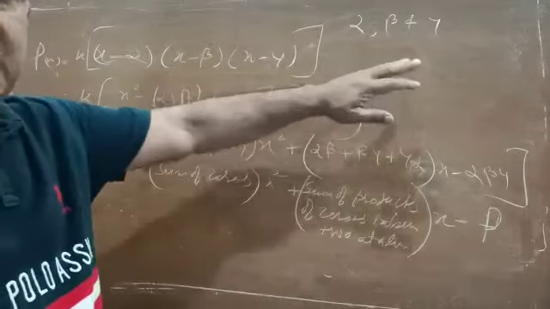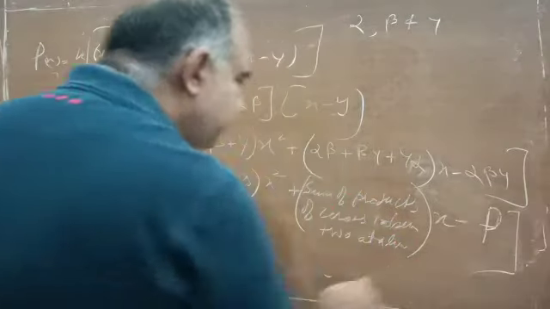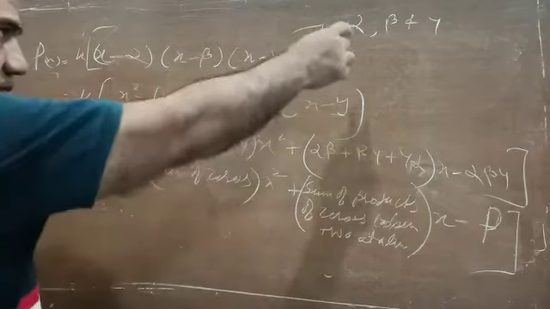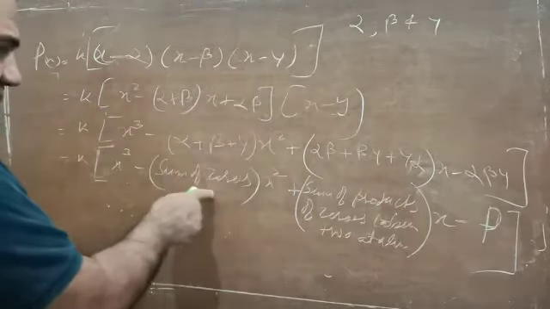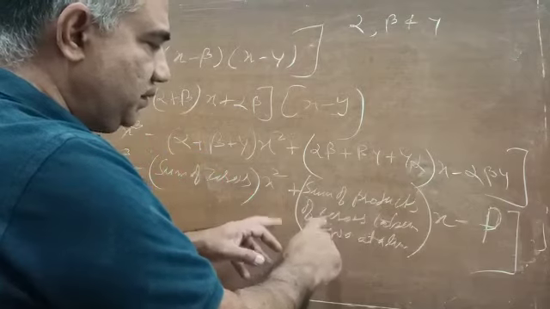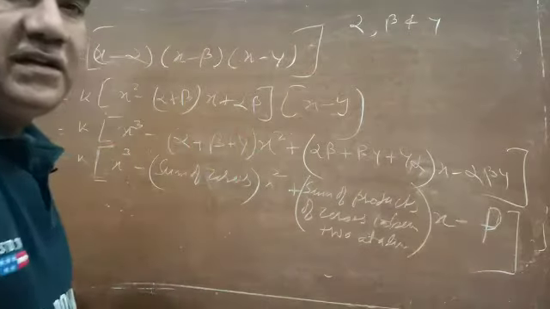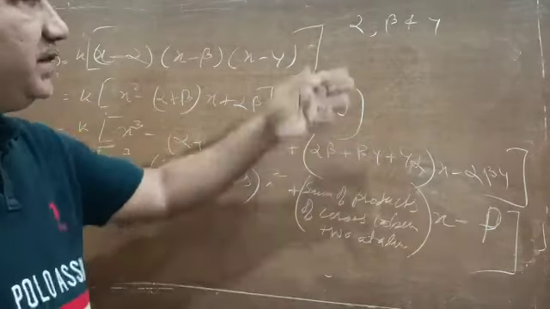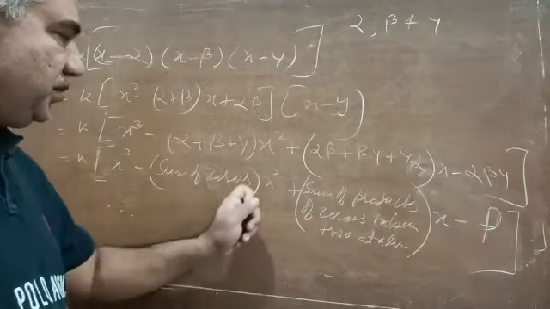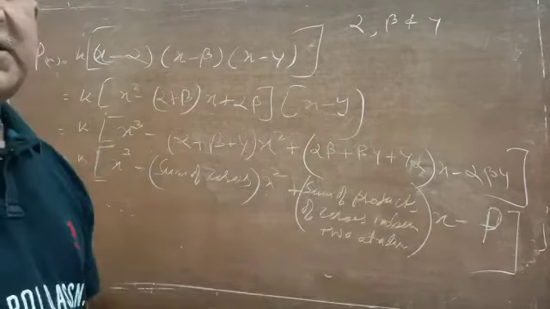So if you are given the three zeros of a polynomial, straight away you can write the polynomial like this: k, that is a constant, into x cube minus the sum of the zeros into x square, plus the sum of the products of zeros taken two at a time into x, and minus the product of the zeros. So if you want to write a polynomial when the zeros are given, this is the procedure: x cube minus sum of the zeros into x square plus sum of the products of zeros taken two at a time into x, minus the product of the zeros.